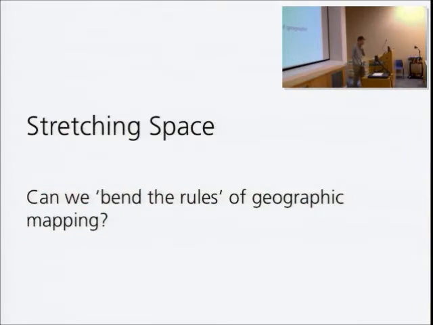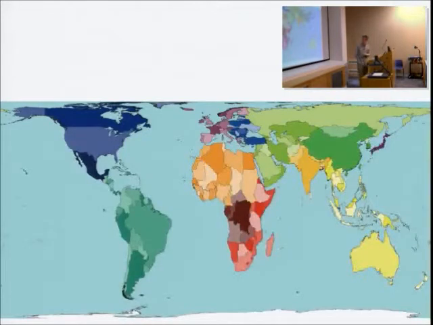So let's think about this idea that we don't necessarily have to stick to this very strict mapping between geographic space and graphical space. Can we bend those rules in some useful way? Here's a familiar mapping between geographic and graphical space. So familiar that I don't even need to give it a title. You know what's being shown here. But if we change the rules, we can show different information.